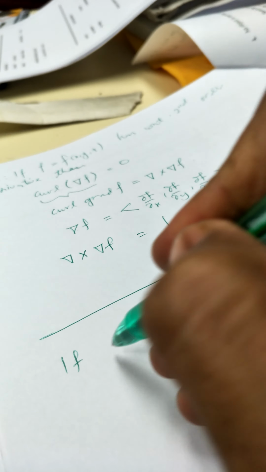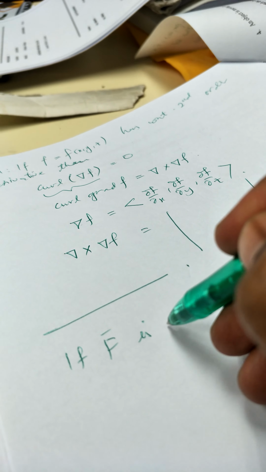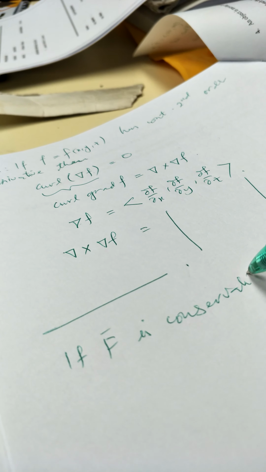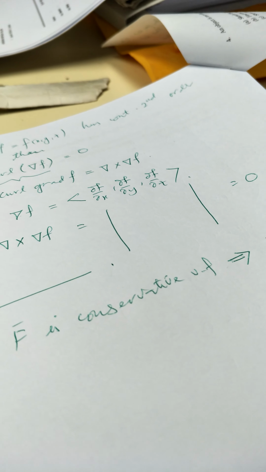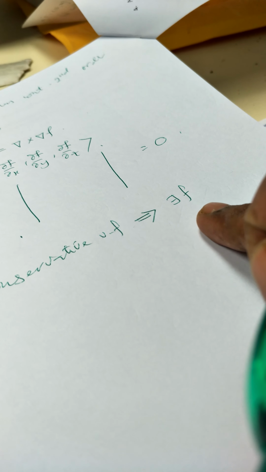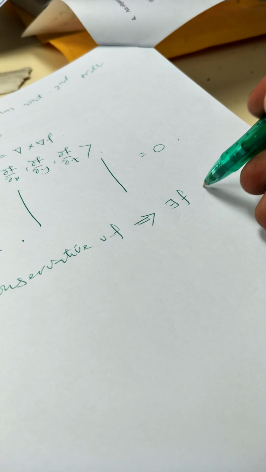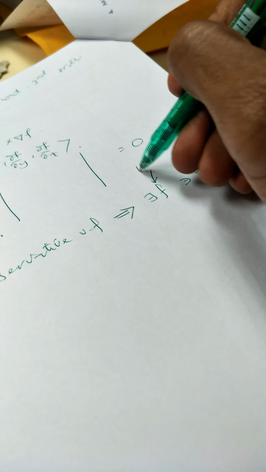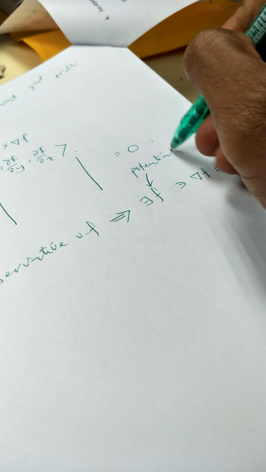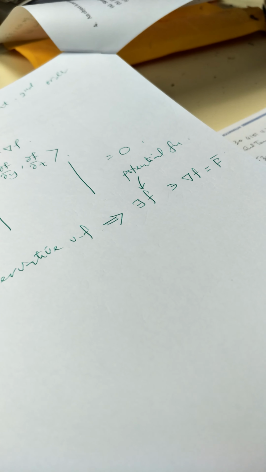If F is a conservative vector field, there exists a potential function f, which we have met earlier, such that del f is equal to F. Remember that we call this f a potential function.